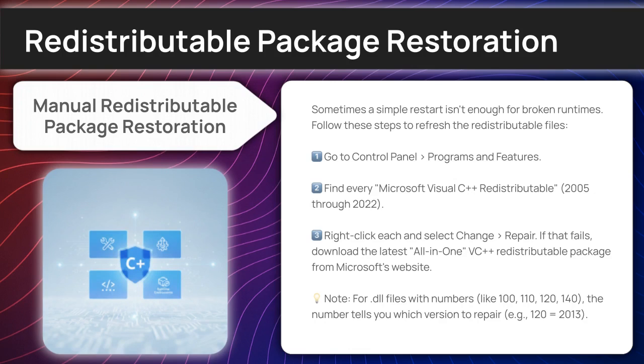Sometimes a simple restart isn't enough for broken runtimes. Follow these steps to refresh the redistributable files. First, go to Control Panel, then select Programs and Features. Second, find every Microsoft Visual C++ redistributable 2005 through 2022. Third, right-click each and select Change, then select Repair.